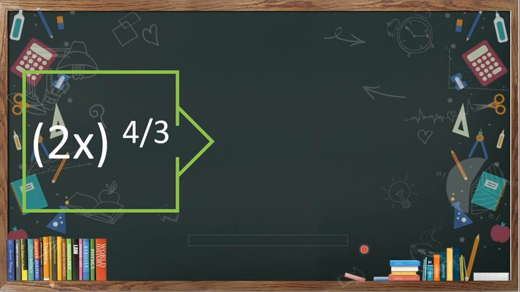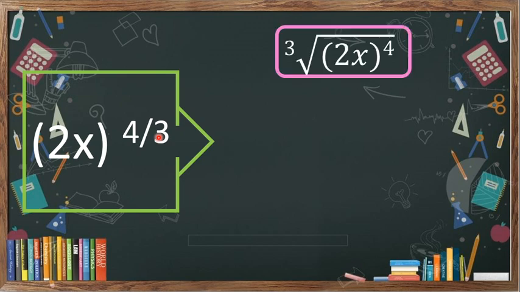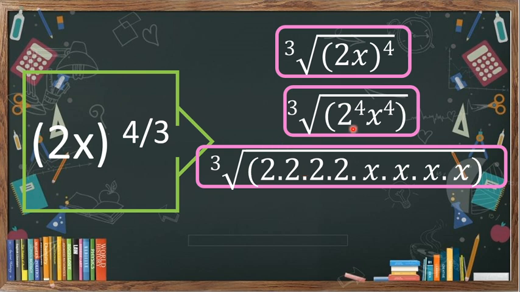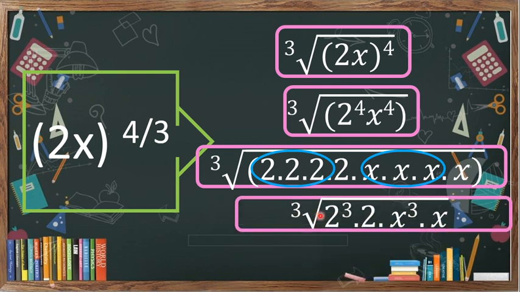Another example, 2x raised to 4/3. Okay, our index here is 3. Next, our base is 2x and the exponent is 4. Then distribute the 4 into 2 and x. So we have 2 to the 4th power, x to the 4th power. Next, expand 2 times 2 times 2, then x times x, because this is in the fourth power. So we get here 2 cubed.